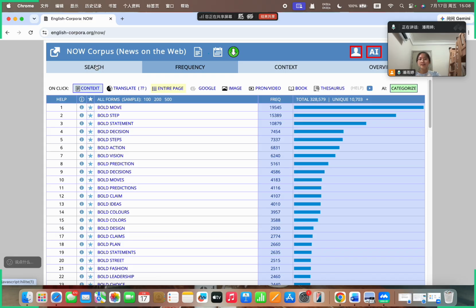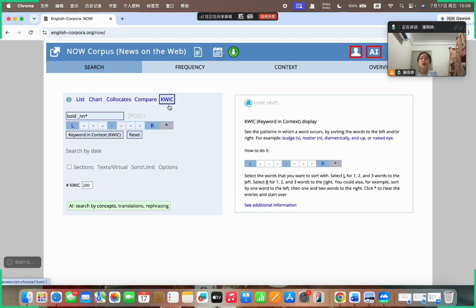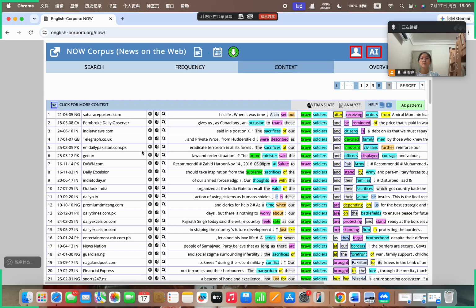For my third objective, I use the KWIC keyword in context feature to see the words in real sentences. I click keyword in context and type brief soldiers. Then click keyword in context. Here you can see brief soldiers in real news sentences.